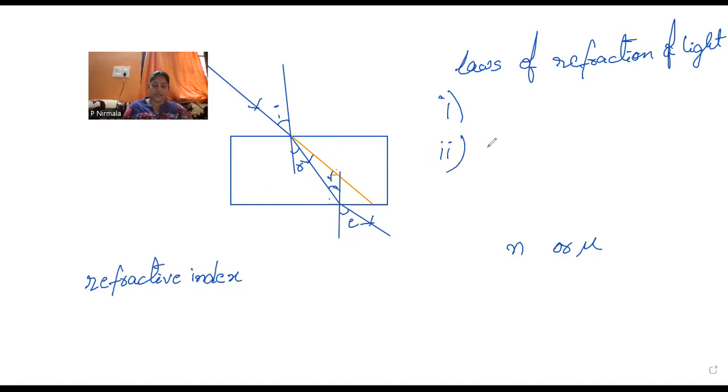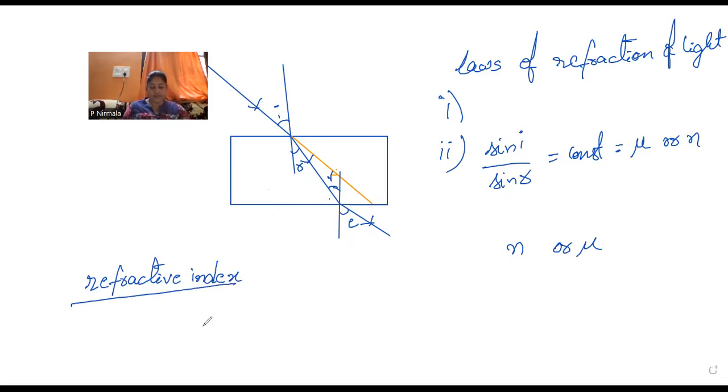And the second one is Snell's law. Sine i by sine r equals a constant. This constant is the refractive index, which we denote by mu or n. So that is the refractive index.